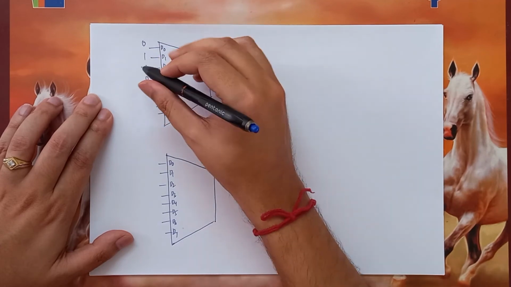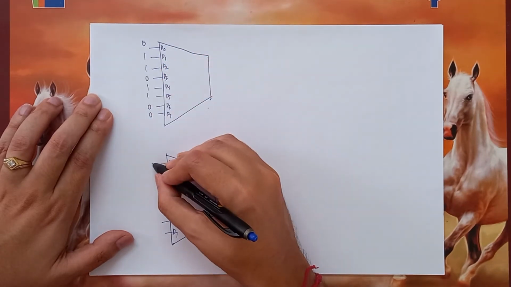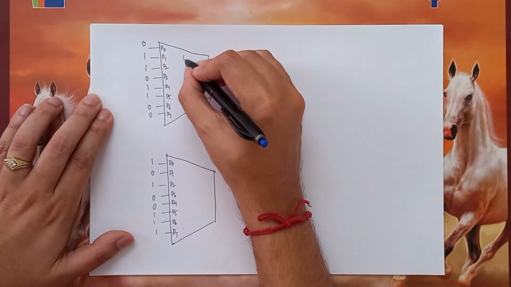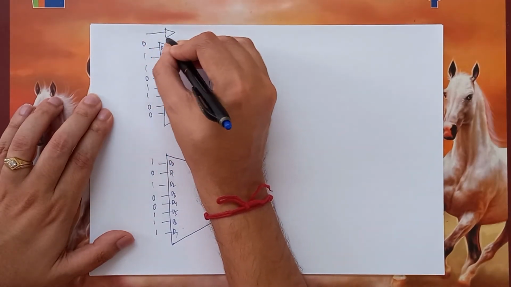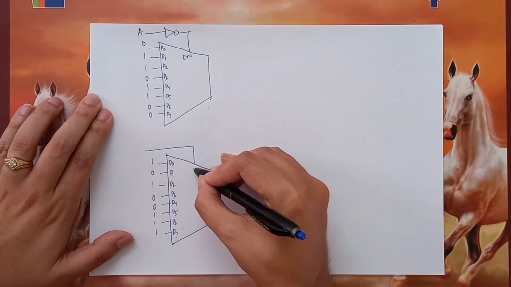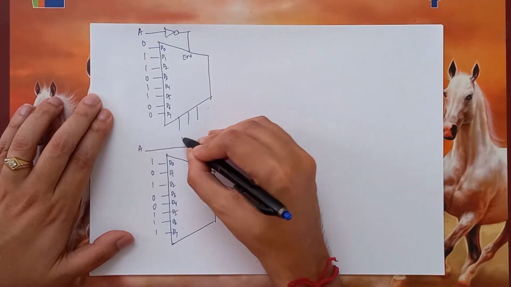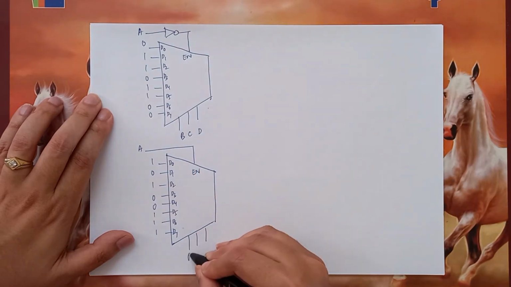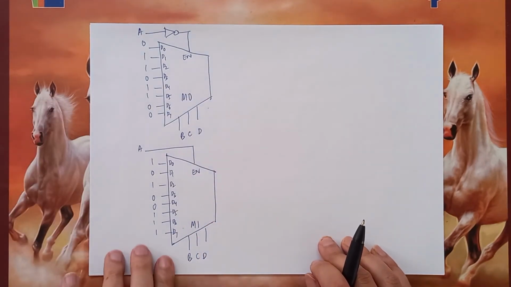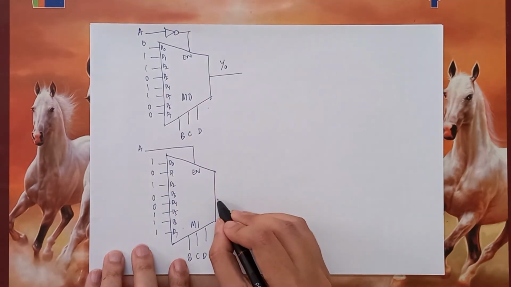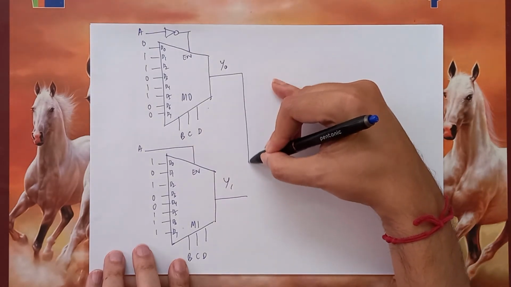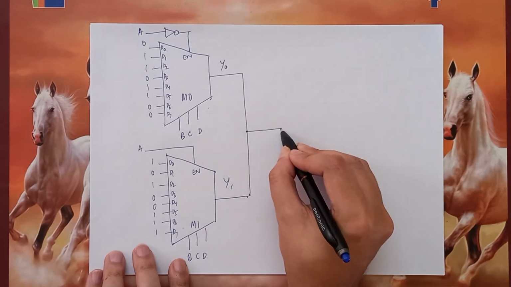Zero, 1, 1, 0, 1, 1, 0, 0, 1, 0, 1, 0, 0, 1, 1, 1. So we had this enable over here, which is a function of a bar to be precise, and here the enable is nothing but a. The select inputs are B, C and D for each of these muxes. This is M0, this is M1. Now the output over here is Y0, the output over here is Y1. What I can simply do now is connect these two together and call this Y.